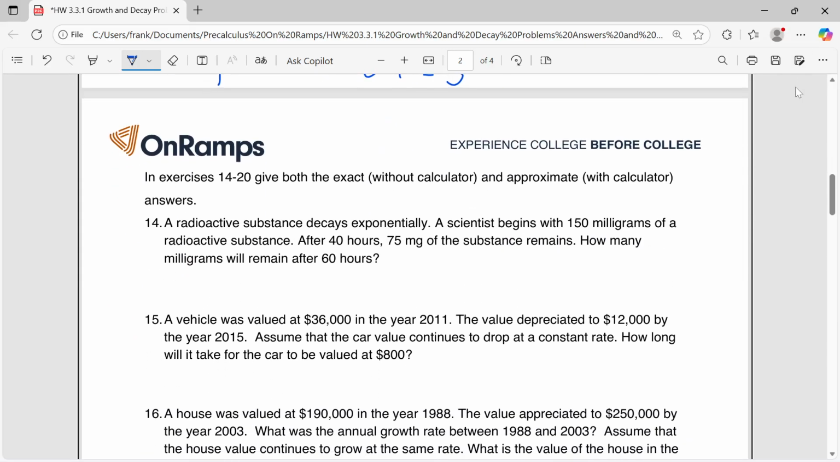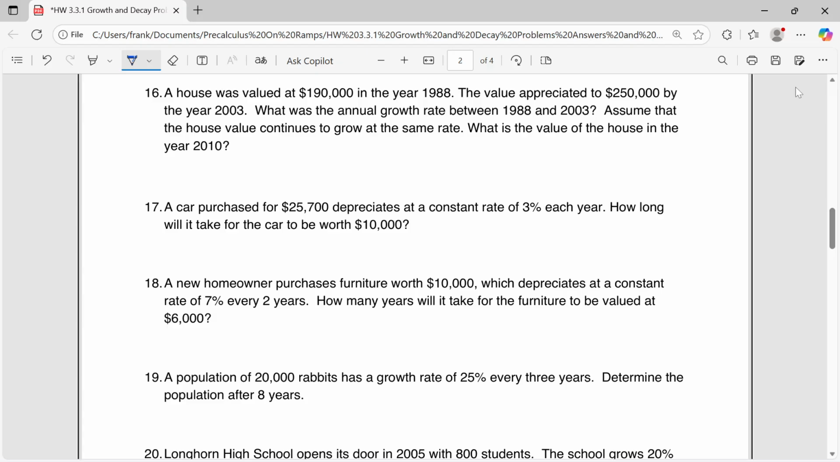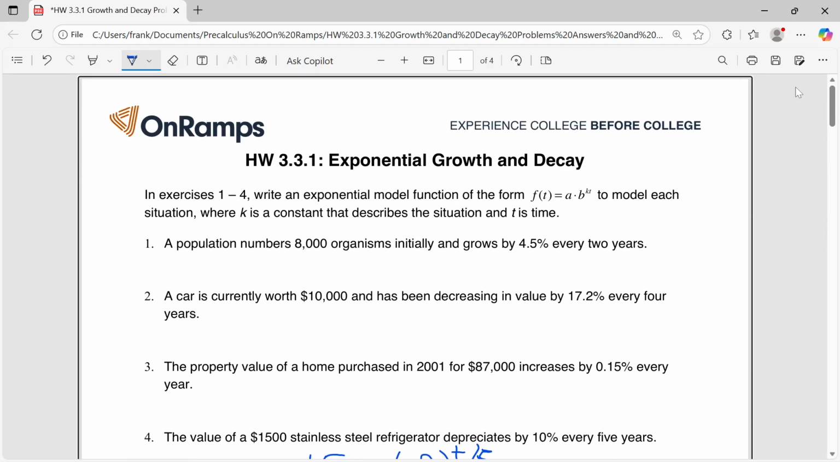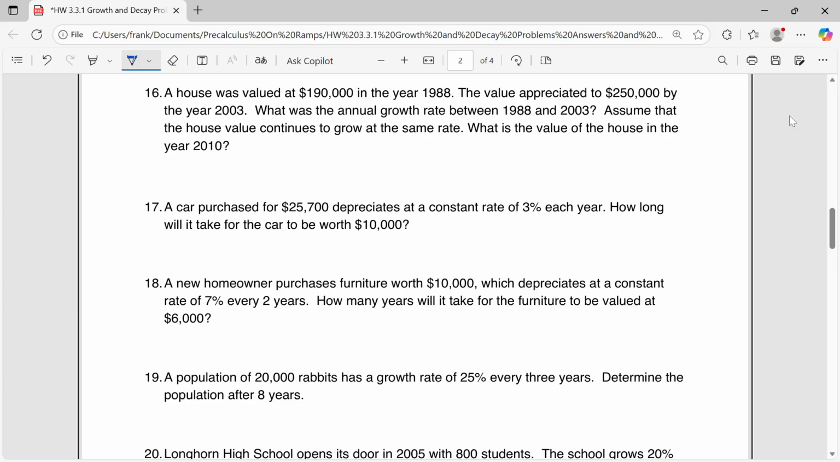In exercises 14 to 20, give both the exact without calculator and approximate with calculator answers. And again, it's going to be this same f of x equals a times b to the kt. So I'm going to do the one with a car. A car purchased for $25,700 depreciates at a constant rate of 3%. That means it's subtracted.